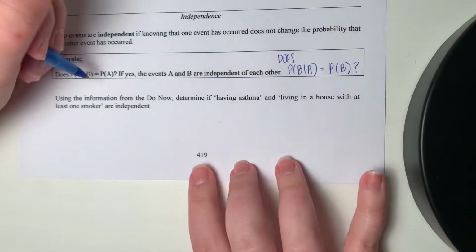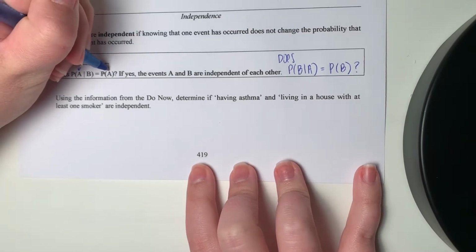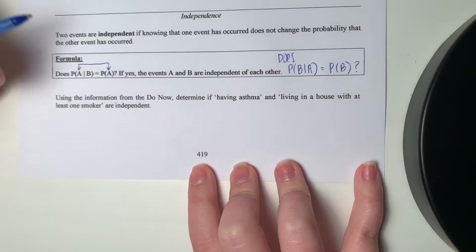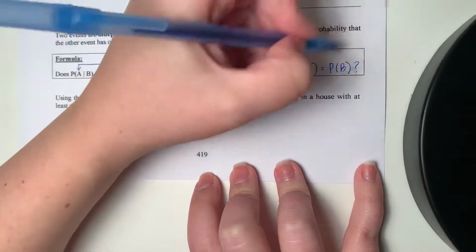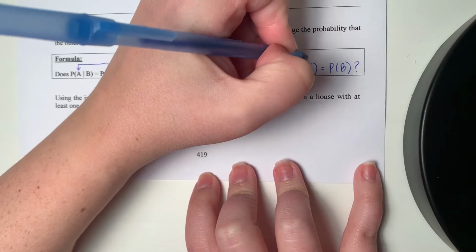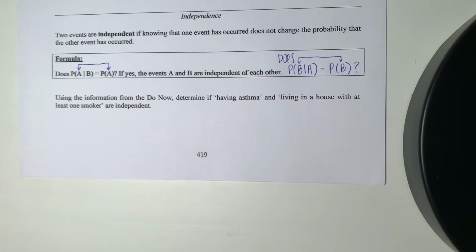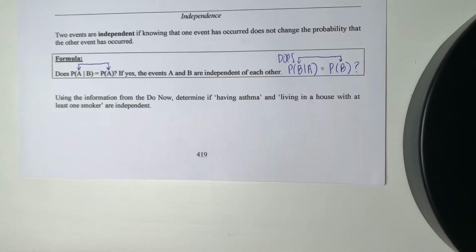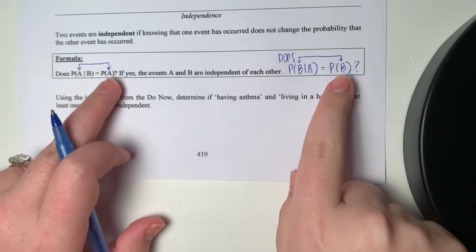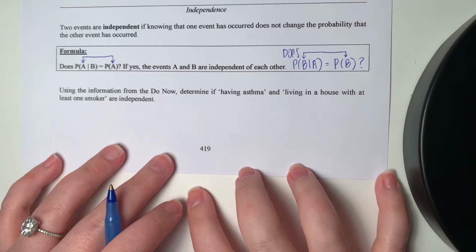But one thing that you'll notice is whatever value is coming first is the value that you want to know if it's equal to. So does the probability of A given B equal the probability of A? Does the probability of B given A equal the probability of B? So whatever value is coming first in your given probability should be what you're testing if the probability is equal to, okay?